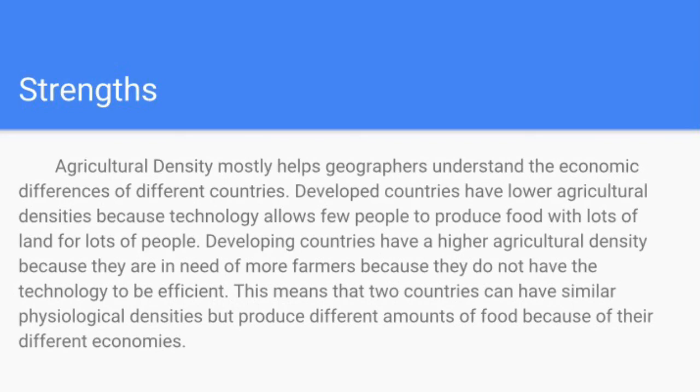Developed countries have lower agricultural densities because technology allows few people to produce food with lots of land for lots of people. Developing countries have a higher agricultural density because they are in need of more farmers because they do not have the technology to be efficient. This means that two countries can have similar physiological densities but produce different amounts of food because of their different economies.